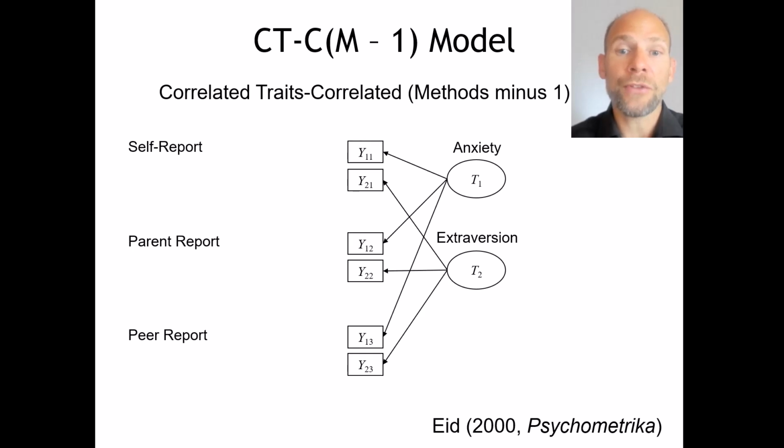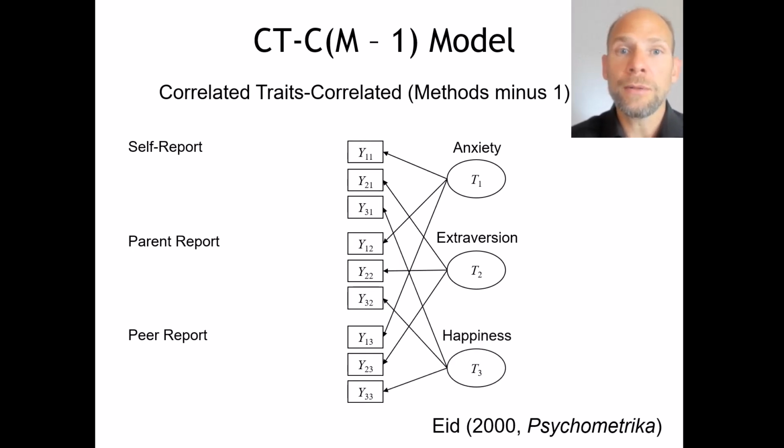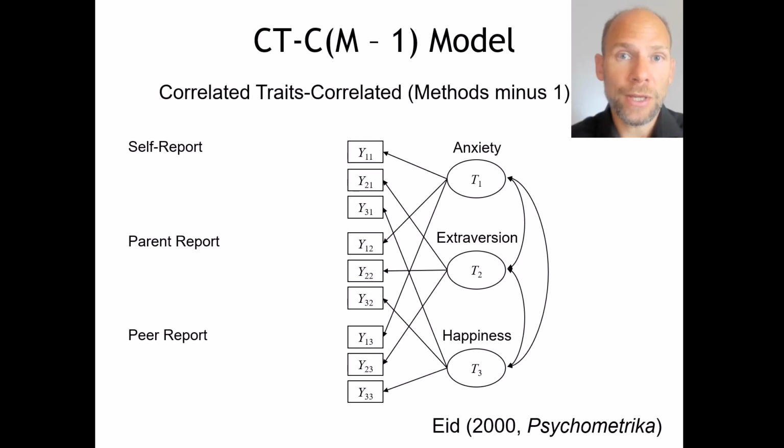And we have a third factor here as well for measures of happiness. Again, self-reported happiness, parent-reported happiness, and peer-reported happiness of the same children. So this would be a design with three traits. And we could have more than three traits as well. The trait factors in this model can all be correlated, and here you can see why it's called a correlated traits model, because the traits that we're measuring here are allowed to correlate. So far, this is just a simple model of confirmatory factor analysis, nothing special.